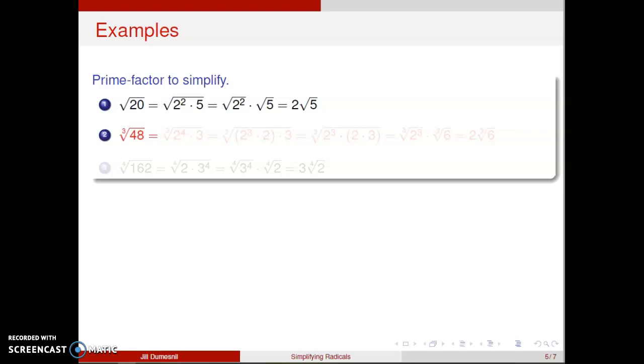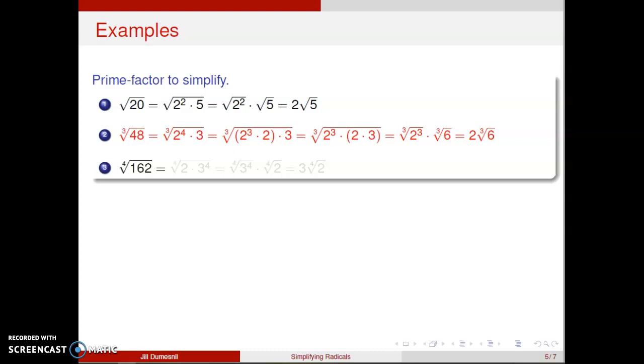Considering the cube root of 48, we want to write 48 as 2 to the 4th times 3. Since the index is 3, we want to split off or factor out perfect powers of 3. We can regroup using the associative law, then use the product rule for radicals, and finally simplify to 2 cube roots of 6.